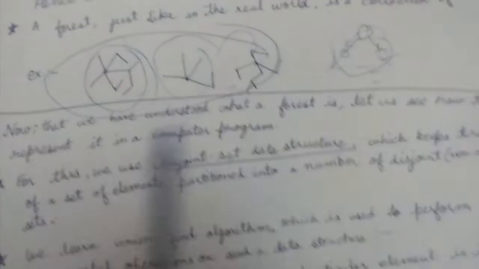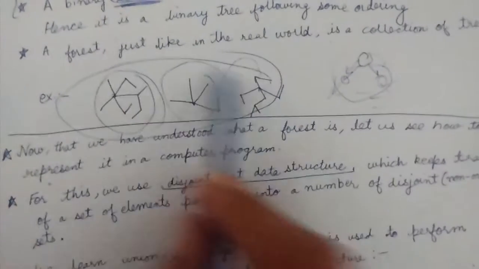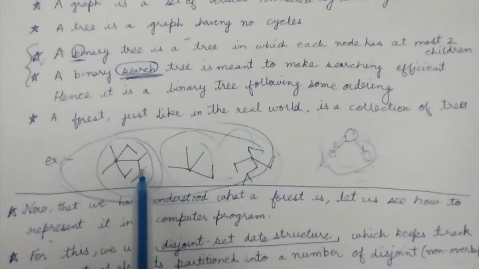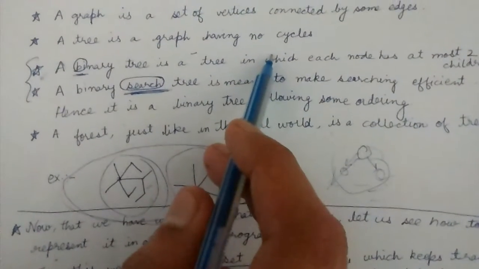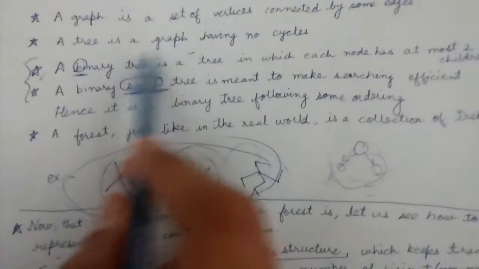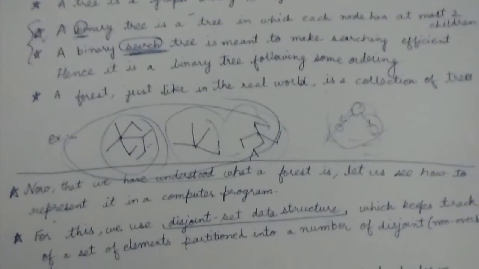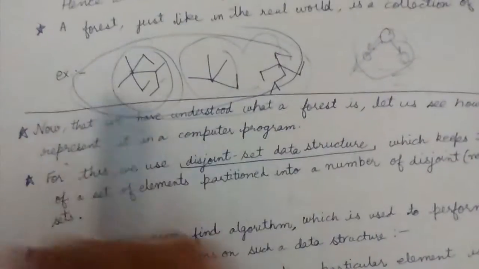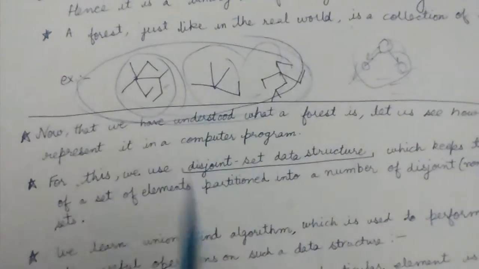Note that these are disconnected. So the whole of this is not a tree, because a tree must be connected. A tree is a graph having no cycle. Sorry, a connected graph having no cycles. There is a slight mistake there. It's a connected graph having no cycles. So it must be connected. It can't be like this. So this thing is called a forest, which you are seeing here.